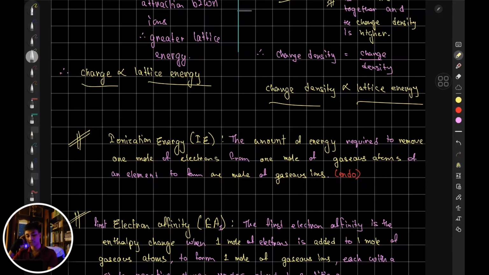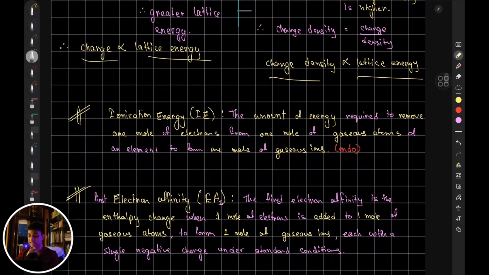So what are you doing? You're taking, let's say, a gaseous sodium atom, and you are releasing 1 electron, or taking away 1 electron, and leaving a gaseous positive sodium ion. So for ionization energy to happen, what do you need? A gaseous atom. How do you get a gaseous atom?